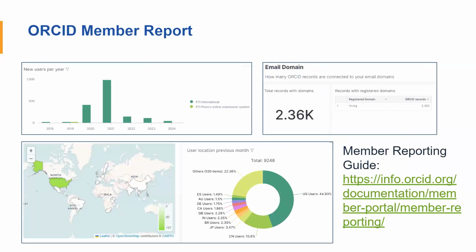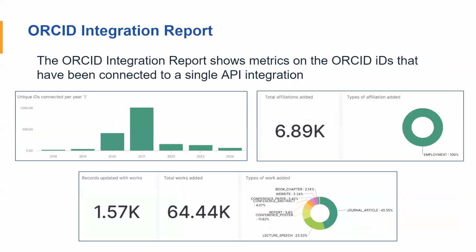And if we scroll down, some of the other types of metrics that you can find on your member report are things like new ORCID users at your organization per year, depending on their connections with your API integrations. Things like the number of ORCID IDs that have your organization's email domain associated with them, and also things like geographic location, where your users are coming from. And ORCID has a member reporting guide that you can find online as well that walks you through all of the different metrics that you can find on this report.